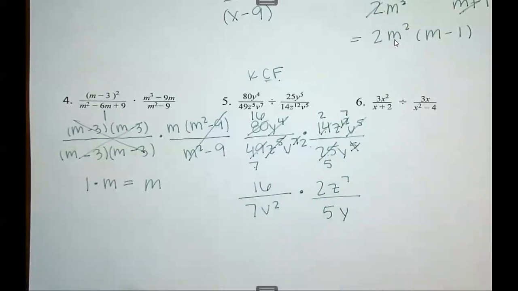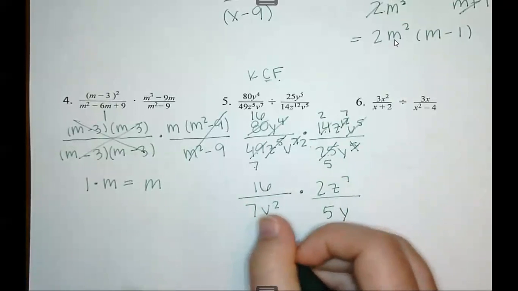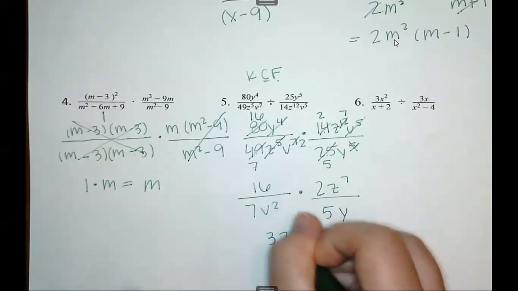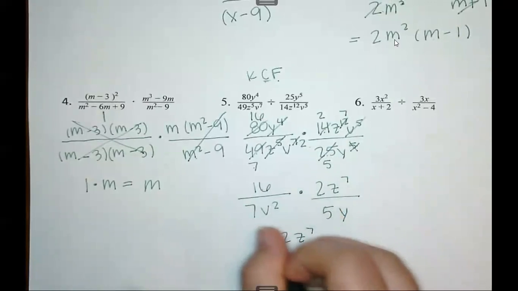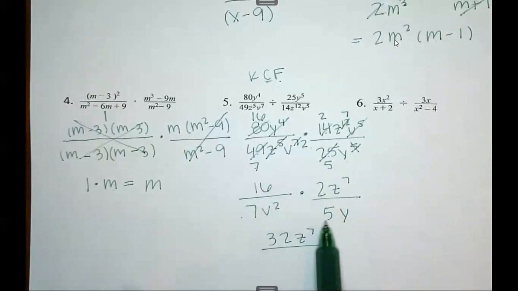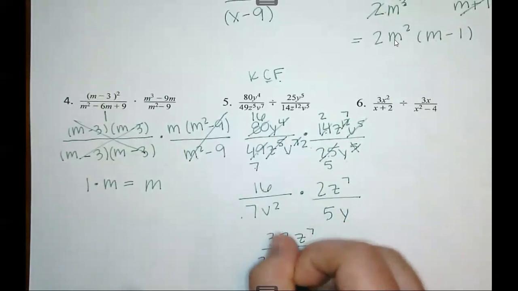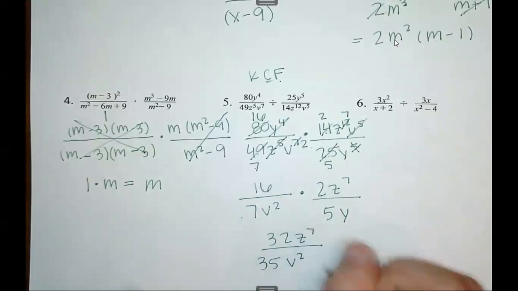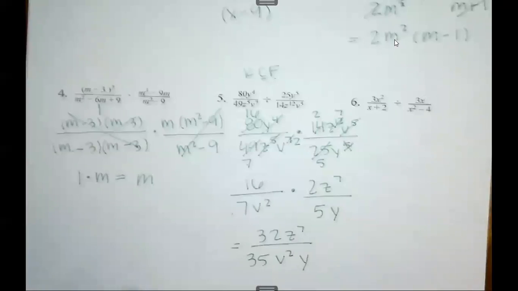All right, now I can actually multiply these. So 16 times 2 is going to give me 32z to the 7th. And then in the bottom, 7 times 5 is going to give me 35v squared y. And there's my final answer.